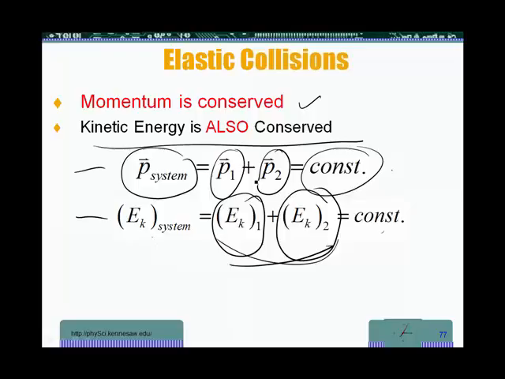Let me put it some other way. For example, if I have two equal masses moving towards each other with the same speed, their overall momentum is 0. But their overall kinetic energy is not going to be 0, because kinetic energy does not depend on the direction, while momentum does.